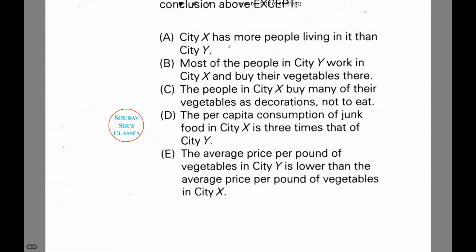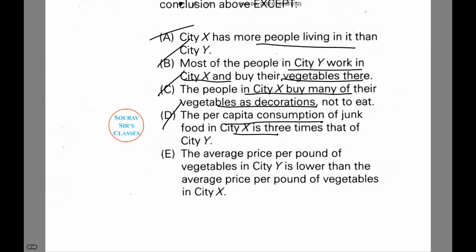That is, A, city X has more people living in it. Most of the people in city Y work in city X and buy their vegetables there, the people in city X. Thus each and every one, like A, B, C and D, makes the argument weaker or simply does not correspond with the sentence. Except for E.